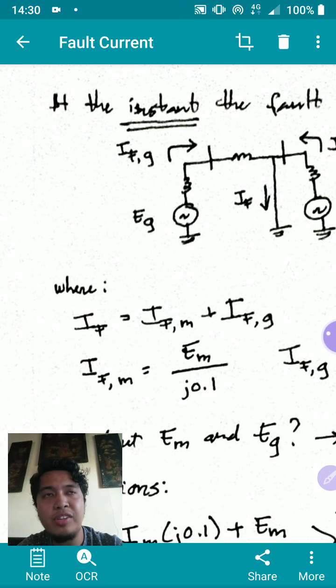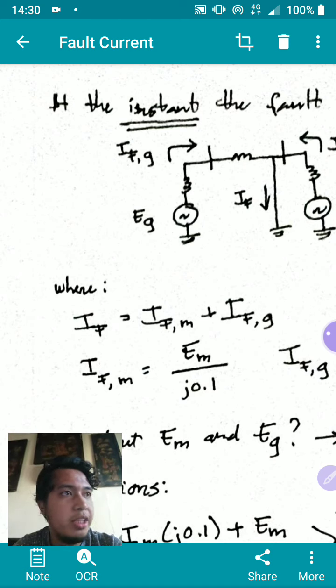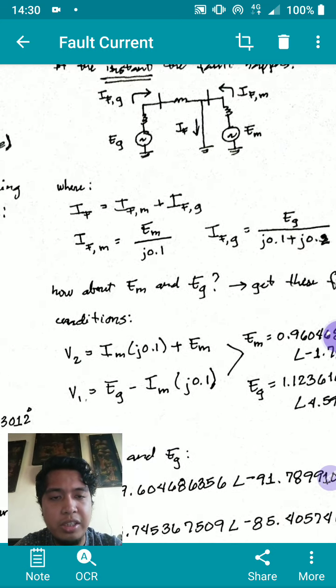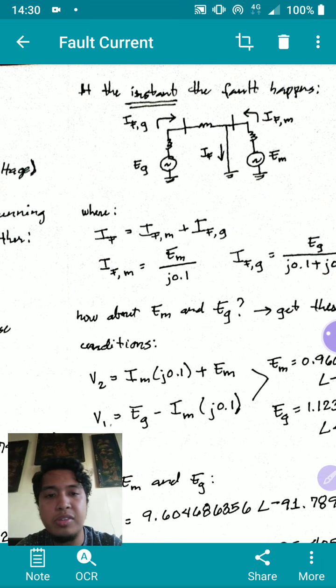It's just like your sequential switching on transients. You assume that at the very instant that you switch from one condition to another, the pre-switching parameters are still the same. So here the voltages are still the same. You still have the same EG, you still have the same EM at the very instant that the fault happens.